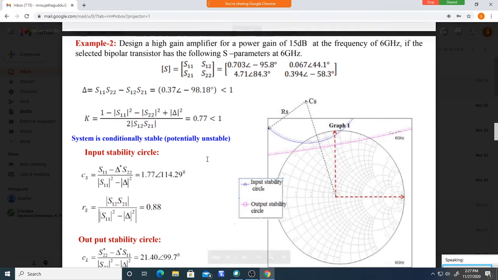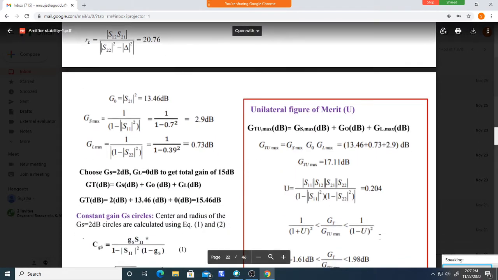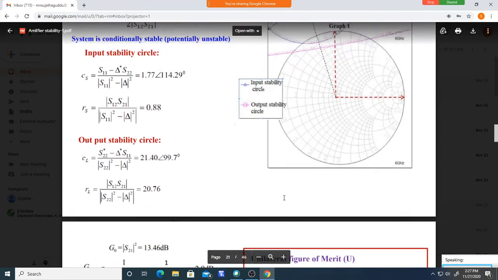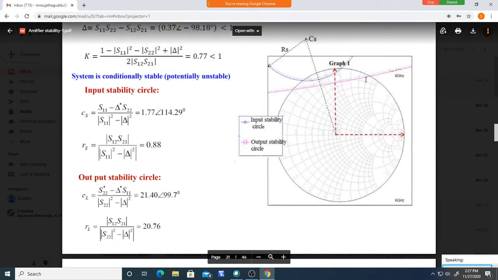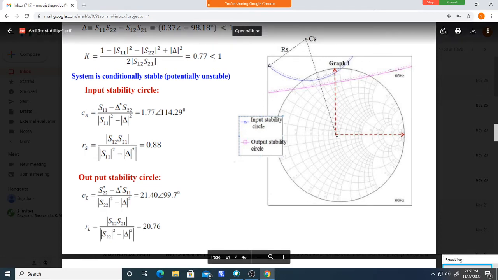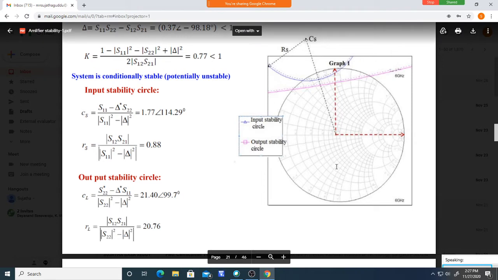Usually this question will be asked for 12 marks. First you should check for unilateral condition. Next you should draw the input stability circle. Next you draw the output stability circle. From that you can mark which are the values you can use to get the stable operation.